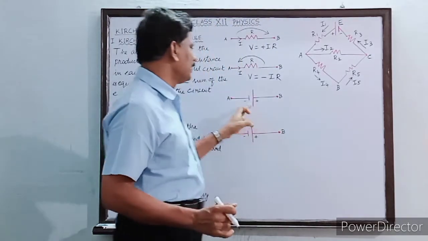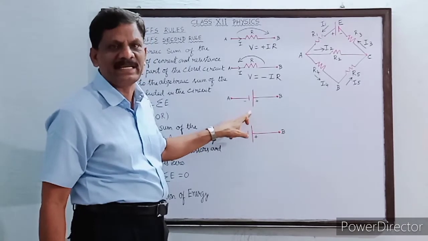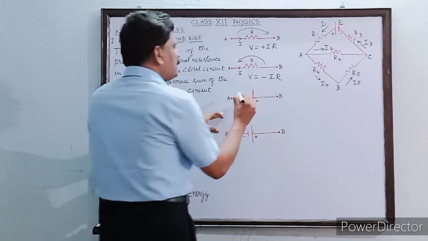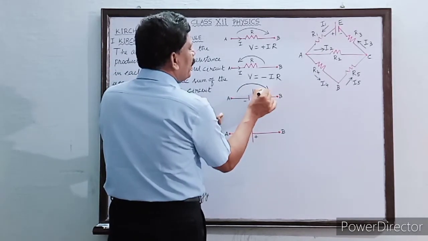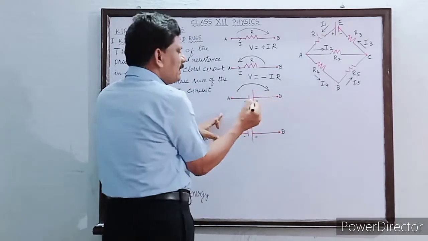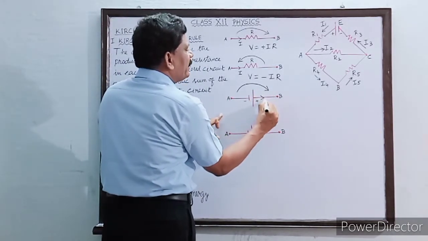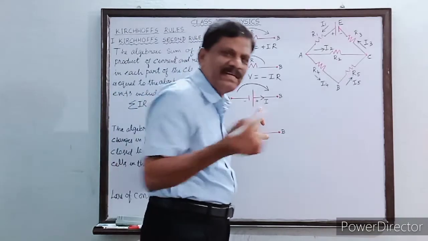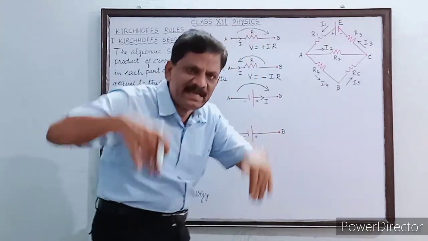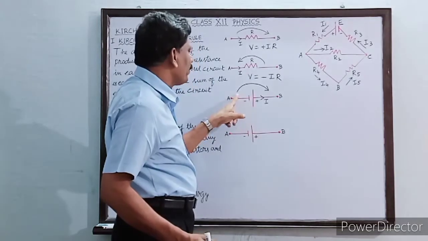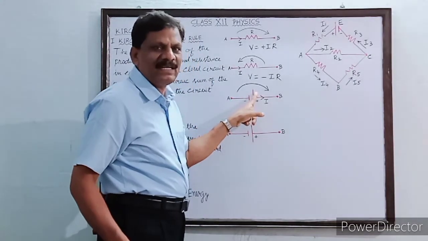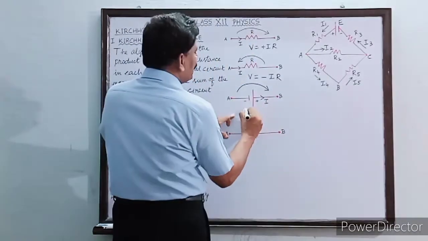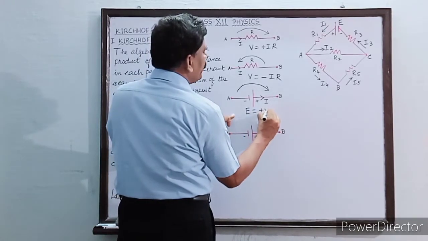Understand? Now you see that a cell is connected, instead of a resistance. So between A and B, this is a cell. Now I am proceeding from A to B, such that the current is leaving the positive terminal of the cell. Inside the cell, the current is flowing from the negative to the positive. So the conventional current I is leaving the positive terminal of the cell, which means the EMF E is positive.